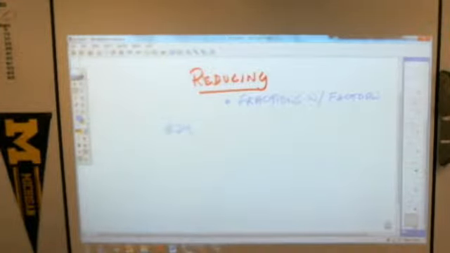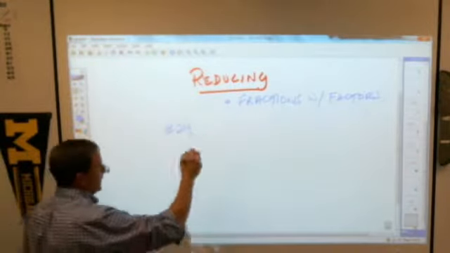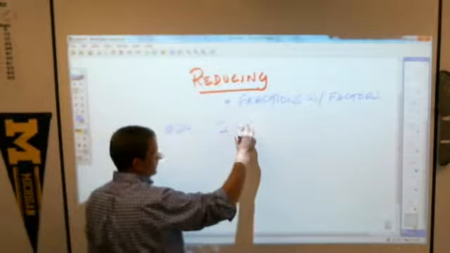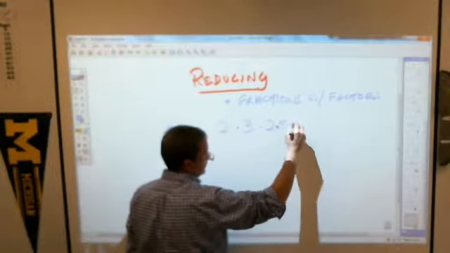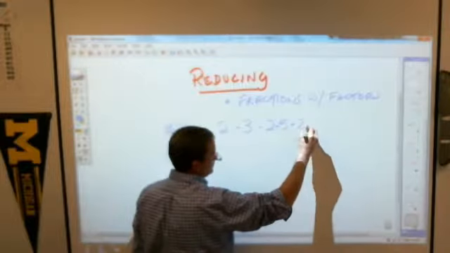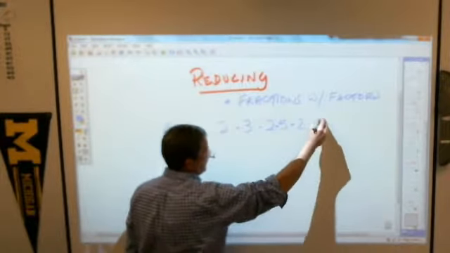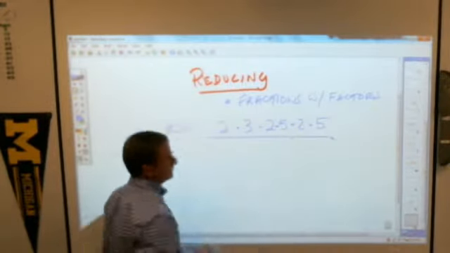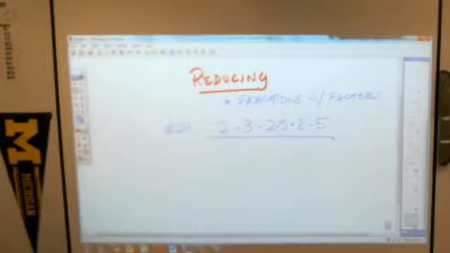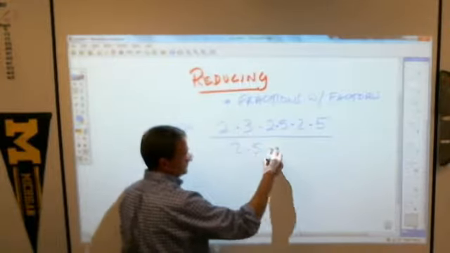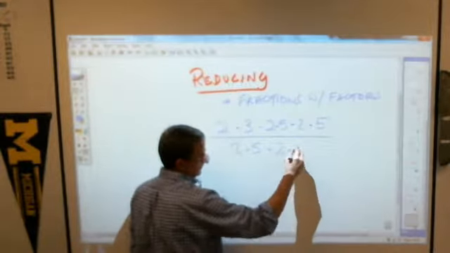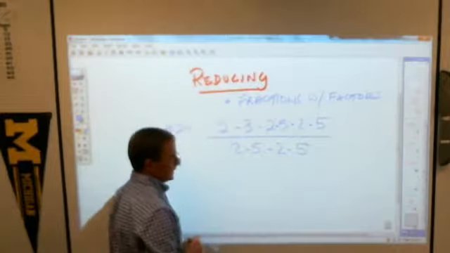But it was 2 times 3 times 2 times 5 times 2 times 5 on top, over 2 times 5 times 2 times 5 on the bottom. Remember this problem? How many people got that correct?